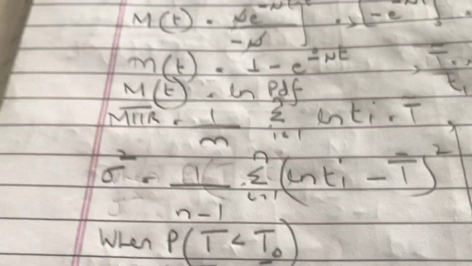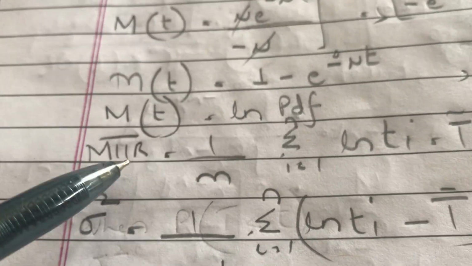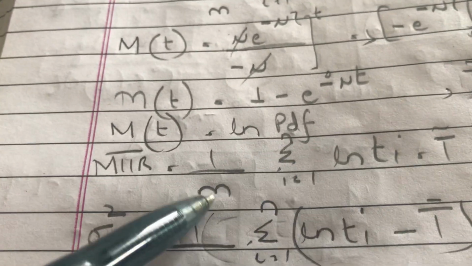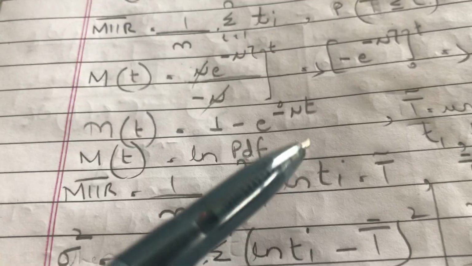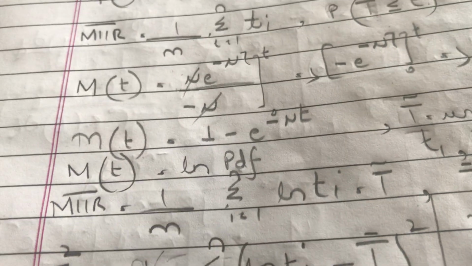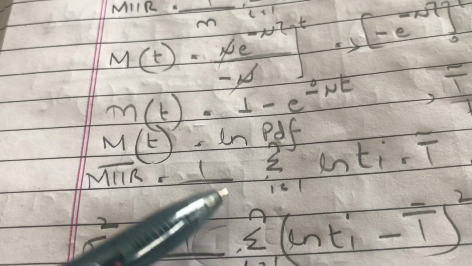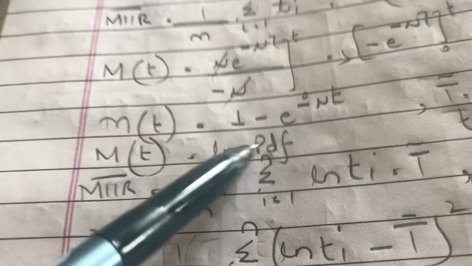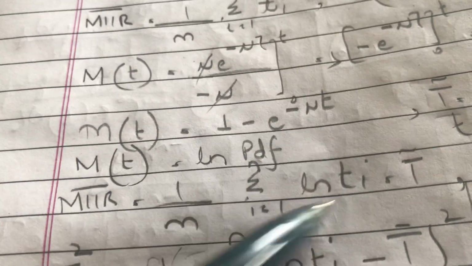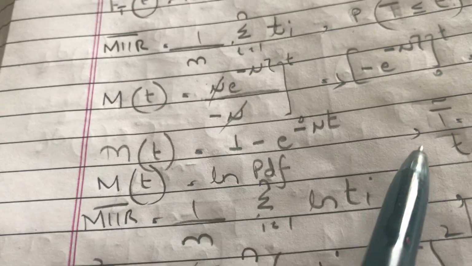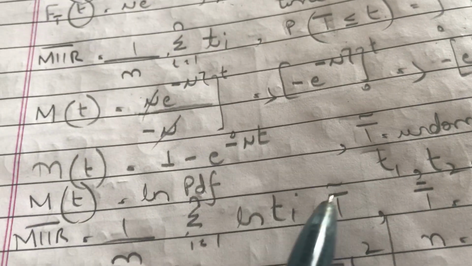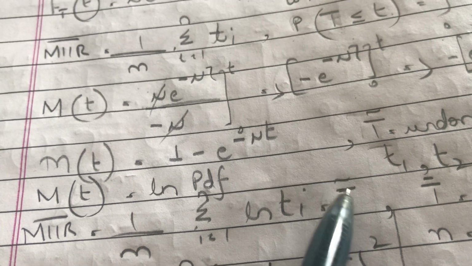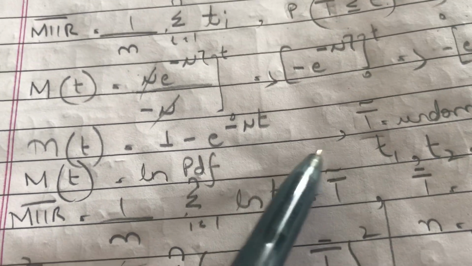Now what's going to change? See, this MTTR becomes the same as it was here. It's just that this ti is being replaced with ln ti: 1 over n, sigma i going from 1 to n, ln ti. This is just replaced by this, and we take this whole term as T, capital T, and this is a small sign here. So we take this term in the way of this.